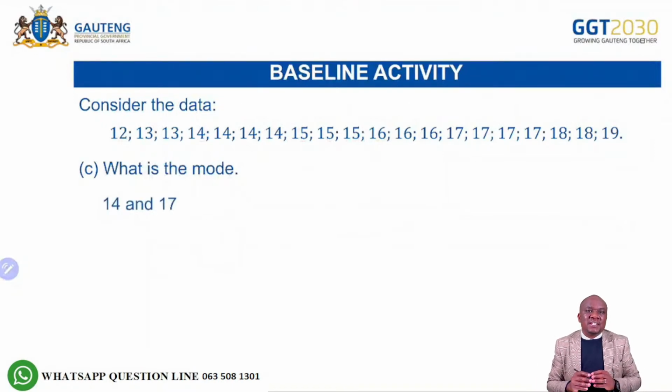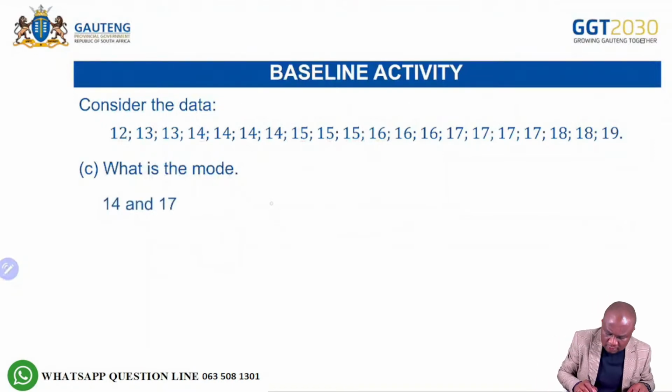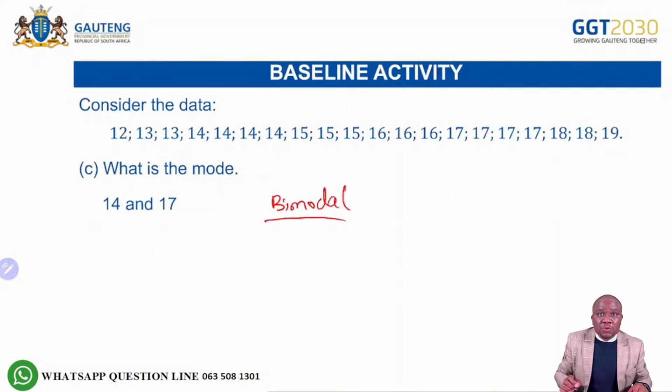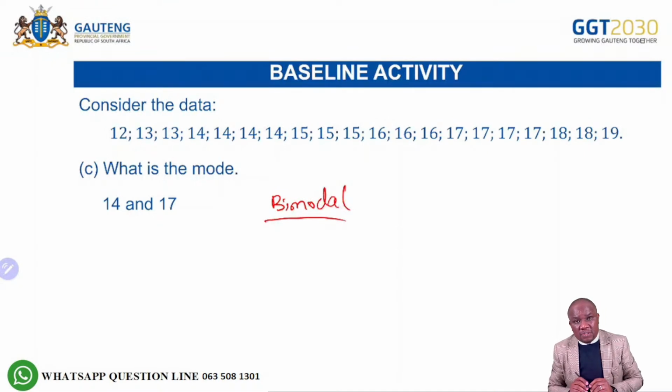So this data set is actually bimodal because it has 2 modes. It's possible to have 2 modes. It's possible to even have 3 modes. Okay, right. Now, that was our baseline activity. Let's just have a discussion before we go to the calculations.